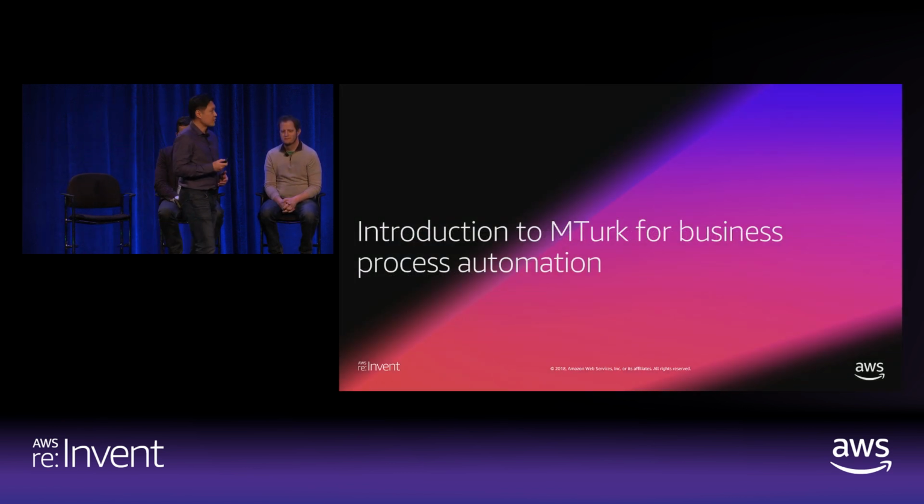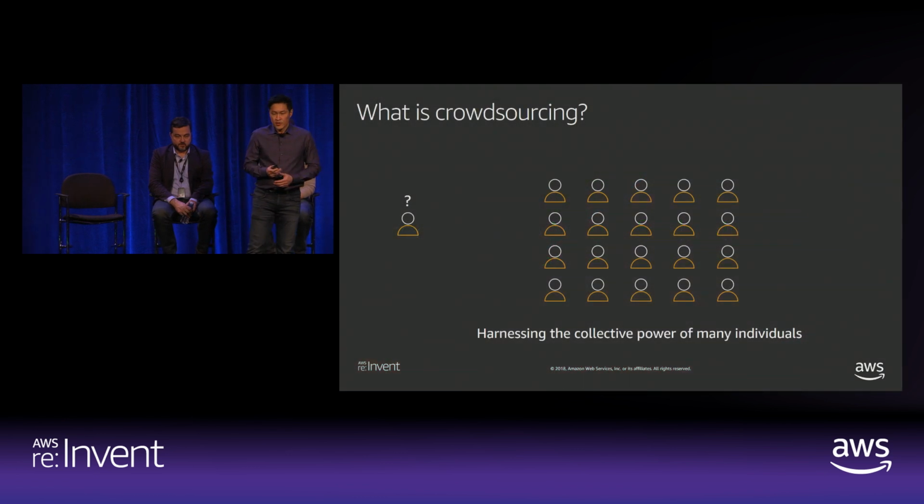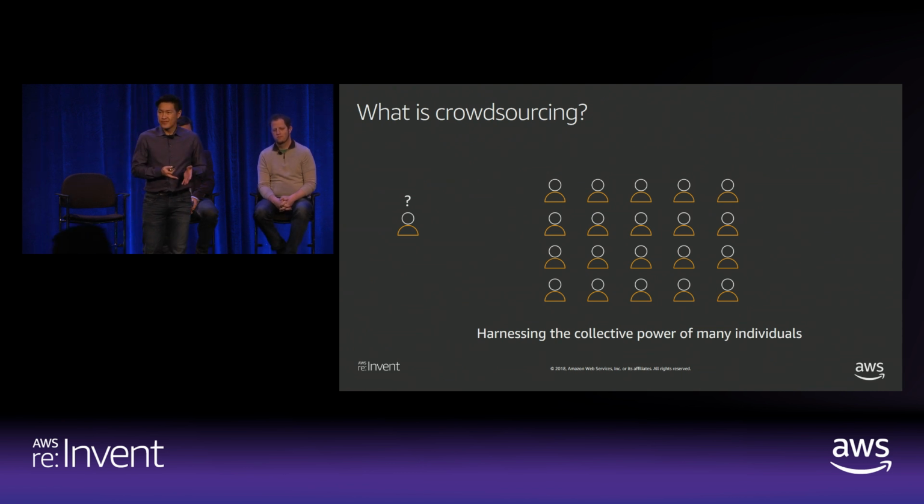All right, so let's first start off with an introduction to MTurk. First of all, what is crowdsourcing? In a nutshell, it's harnessing the collective power of many individuals. A common example of this is Wikipedia. To build the world's biggest and most comprehensive encyclopedia seems like a pretty daunting task for an individual, even for a company, to solve.